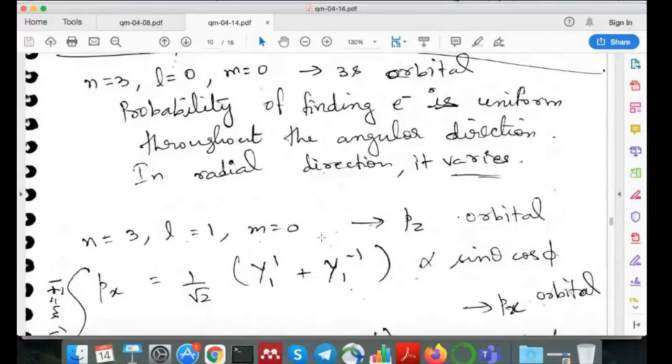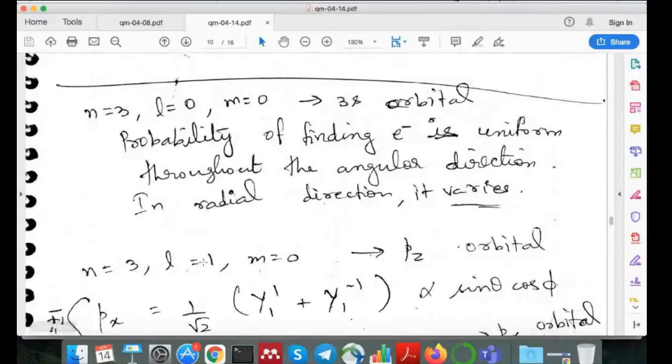All right. So for n equal to 3, l equal to 1, m equal to 0, you can again, for m equal to 0, get the pz orbital, because it will turn out to be a function of just cos theta, and that is basically, if you convert it to Cartesian coordinates, just z.